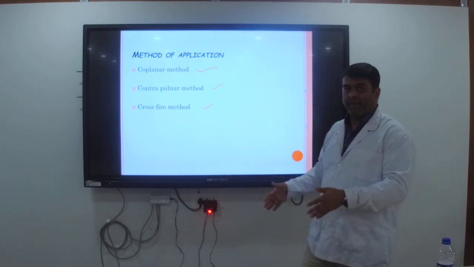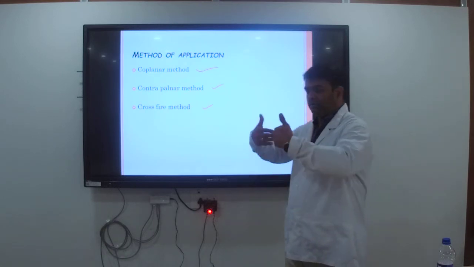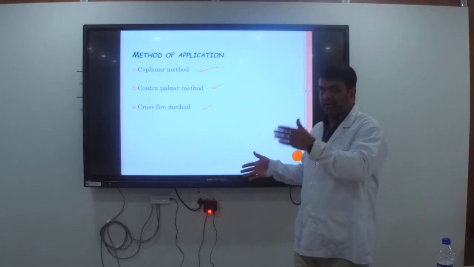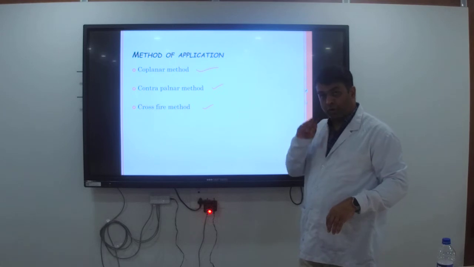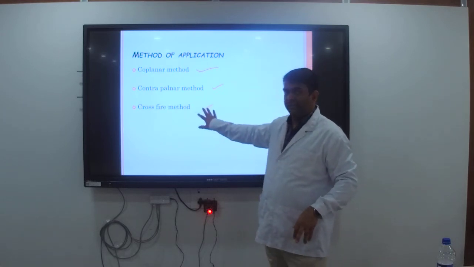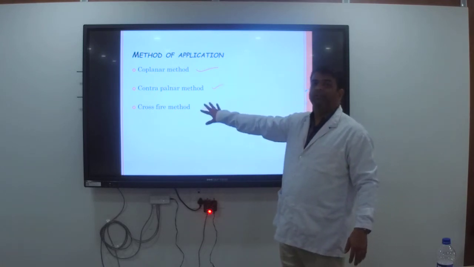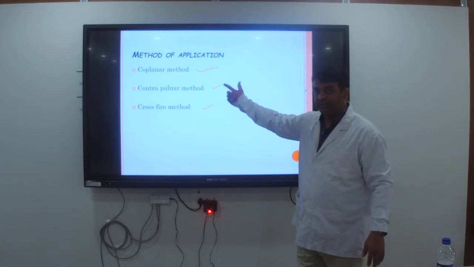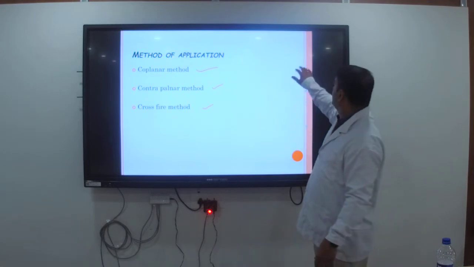Contraplanar is when you have pads and you don't have the space electrodes. It's like applying the pads over the knee for knee pain on both sides, maybe lateral and medial or anterior and posterior. That is contraplanar. And the crossfire technique we'll see in the next slides. So these are the three methods where you can give treatment: coplanar, contraplanar and crossfire.